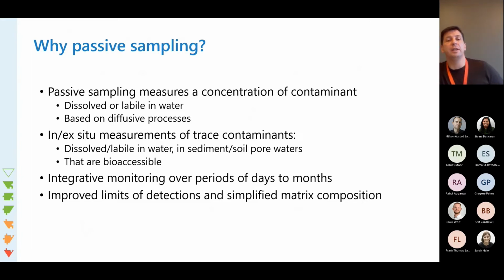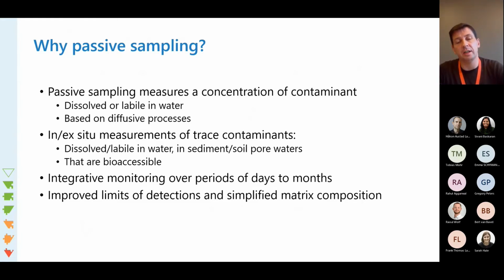So these devices are being developed for a wide range of contaminants. They are based on diffusive processes and will primarily estimate the dissolved concentration of chemicals, whether it's in water, sediment, soil, or pore water, and these tests can inform us on the accessible fraction of contaminants.